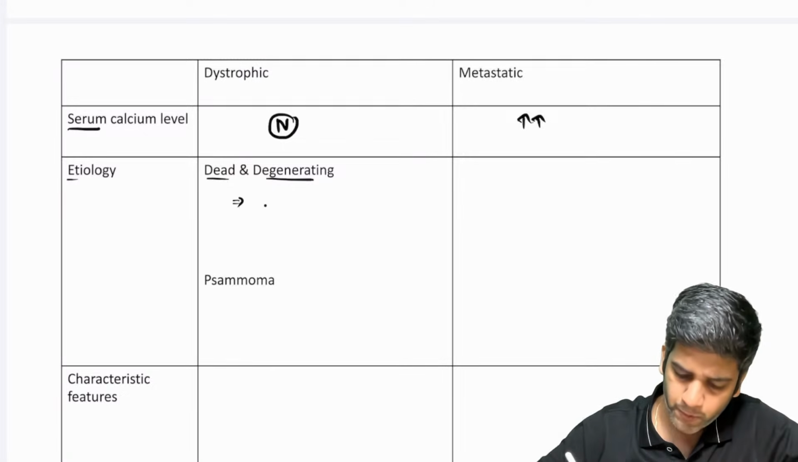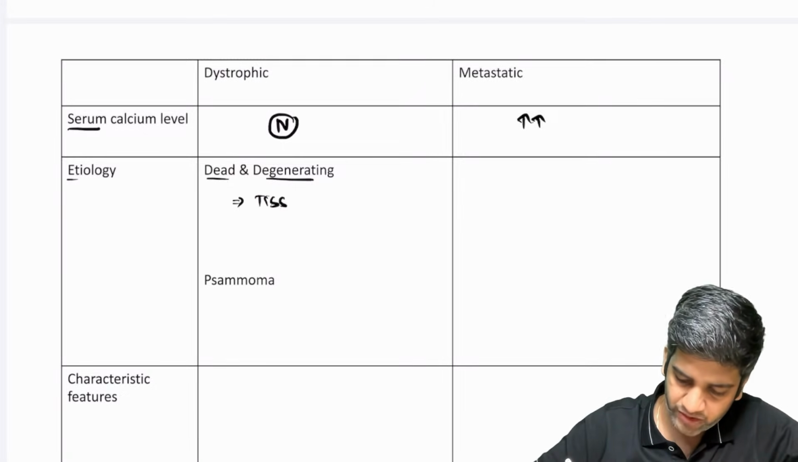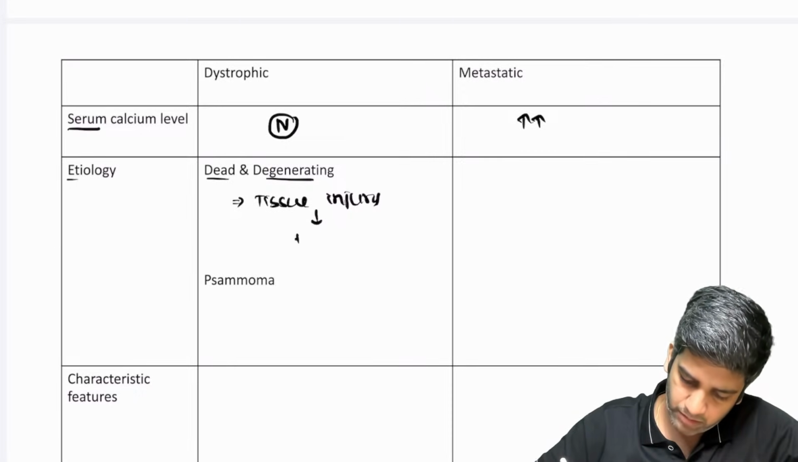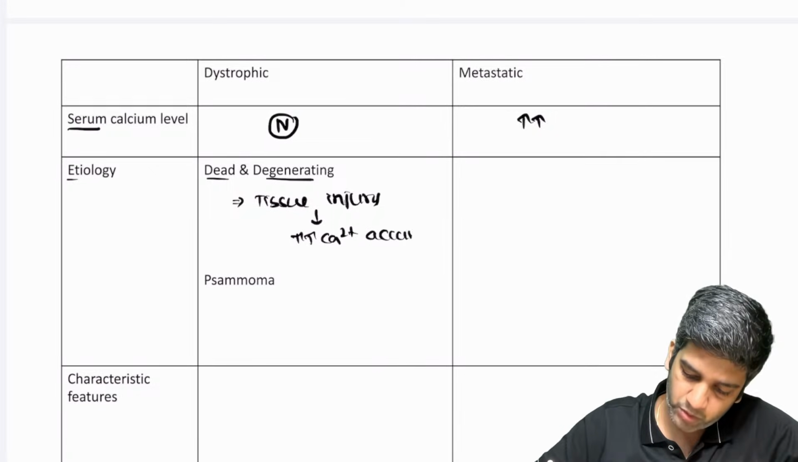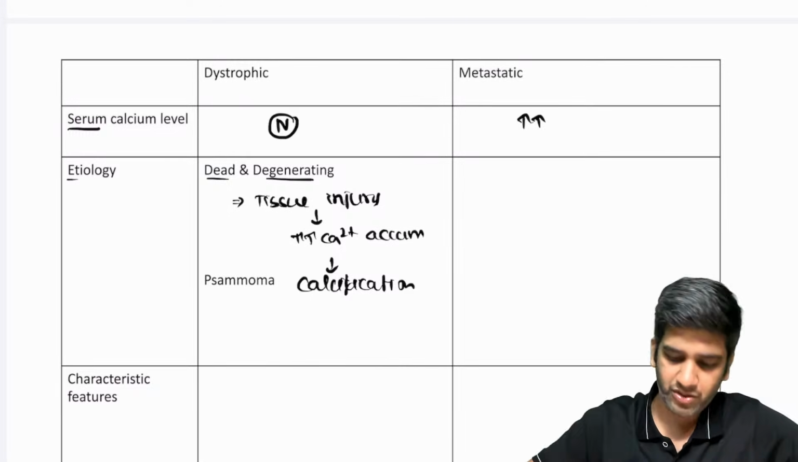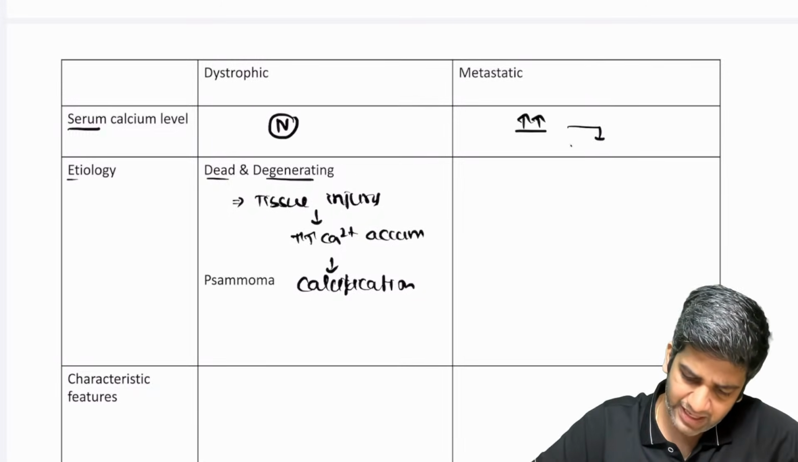Dead and degenerative tissue will definitely have tissue injury. So tissue injury over a period of time will result in more calcium accumulation. When more calcium accumulates over a period of time, it will result in calcification. That's the simplest pathogenesis of dystrophic calcification. Metastatic, there's more serum calcium ion. That's enough. It can deposit and cause calcification.